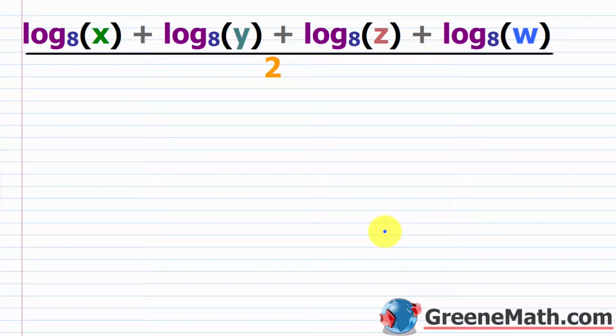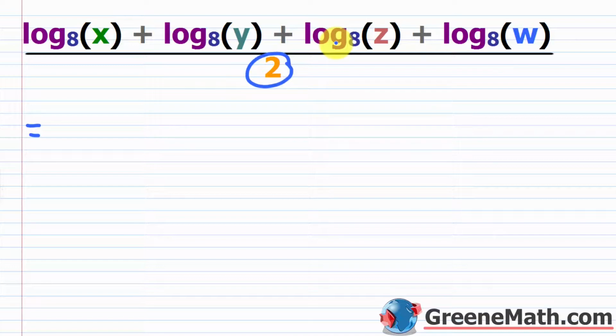So in my opinion, these are a bit trickier. They're not that bad overall, but they are a little bit harder than when you expand. So we have log base 8 of x plus log base 8 of y plus log base 8 of z plus log base 8 of w, and this is all over 2. So I want you to realize first and foremost that this is a common denominator. So I could have log base 8 of x over 2 plus log base 8 of y over 2, and so on and so forth. So what I'm going to do is consider this as if I had 1/2 multiplied by each one of these guys.